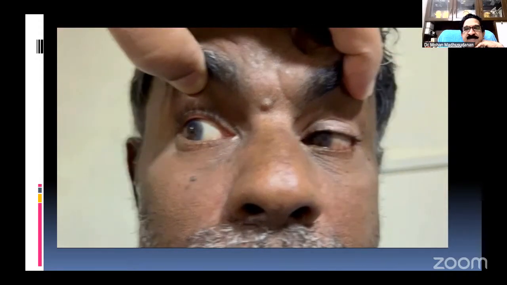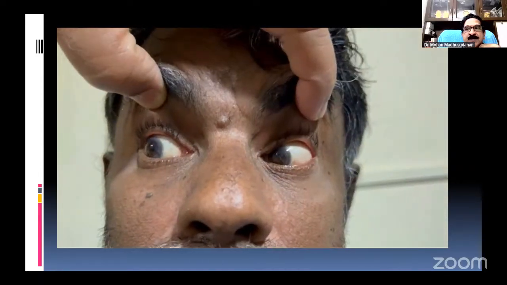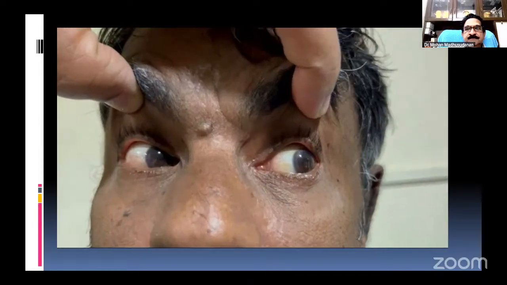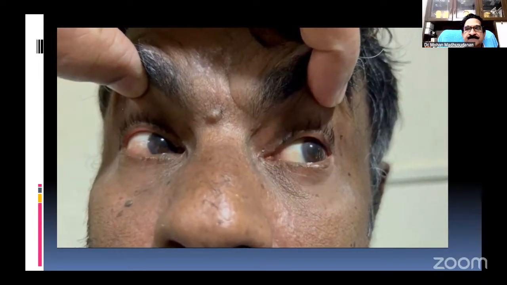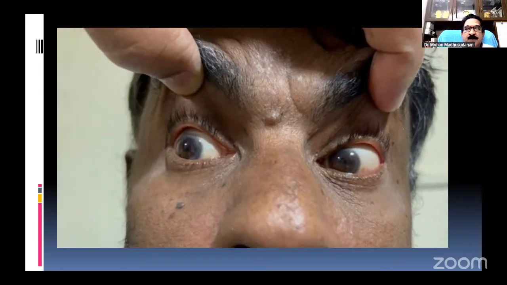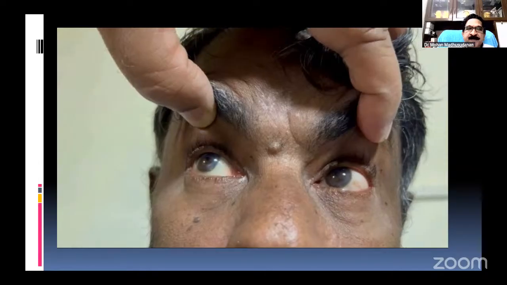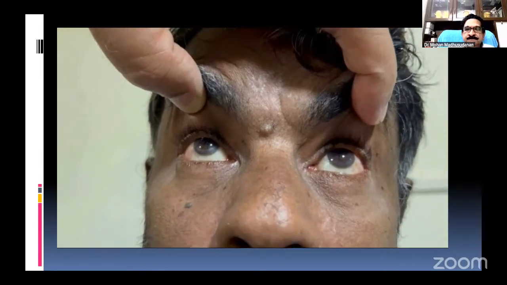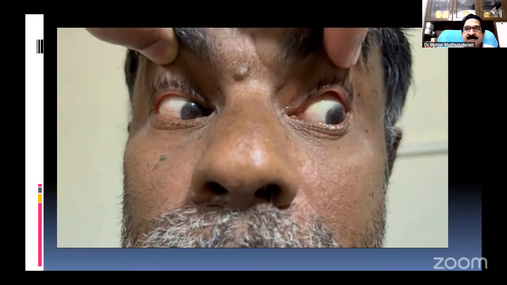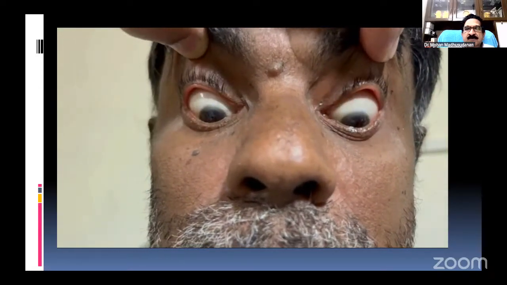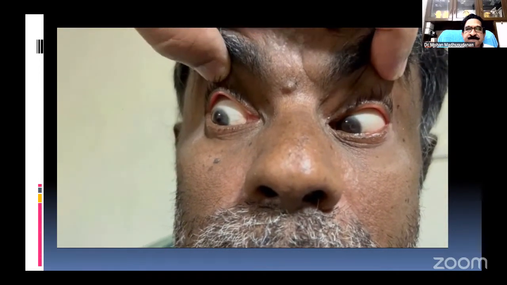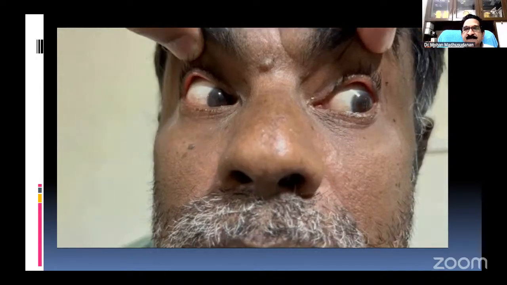And I want to check the nystagmus. Keep on looking to one side. It was not persisting. Then check the ocular movements in all directions. They were normal. Looking up and down, up and to the left side, laterally to the left, down and right to the right side, down and to the left side.